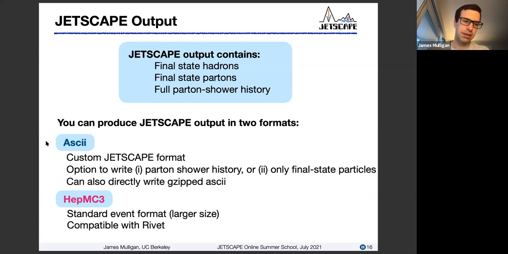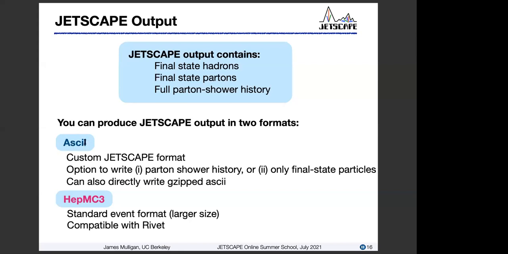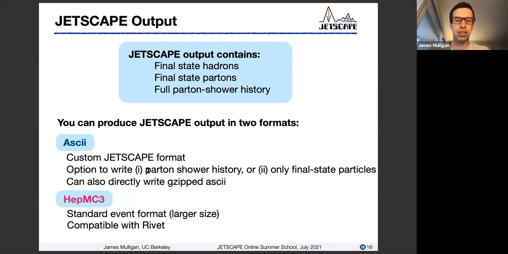Now to access those, there are two different types of formats you can use. One is just an ASCII format. This is essentially a custom text format that we use in JETSCAPE. And within this ASCII format, there are actually two different options that you can run. You can generate the full parton shower history along with the final state particles. That may be of interest if you really wanted to do some detailed theoretical studies or comparisons of how exactly jets are fragmenting into the final state particles. But there is also a second, simpler option, which makes the output smaller in size and is a simpler output format to read, which will only write out lists of those final state particles. I'll show examples of both of these.